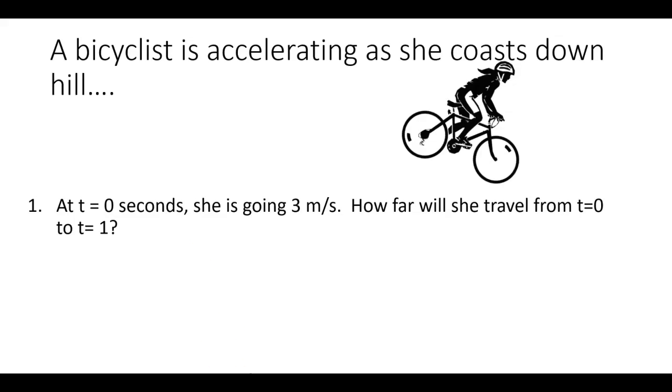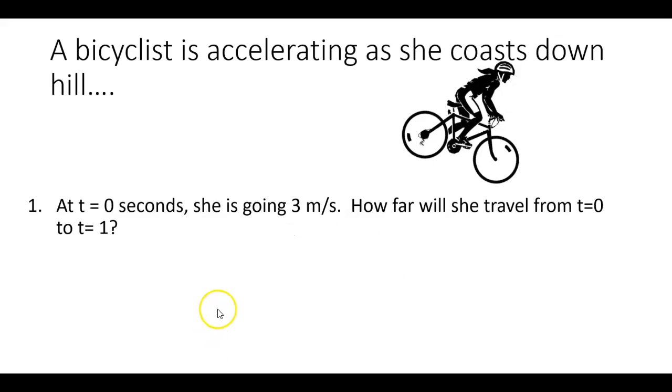Well, if she's going 3 meters per second, you might be thinking to yourself, okay, if I'm going from 0 seconds to 1 second, that's a total of 1 second. And if she's traveling for 1 second and she's going at a speed of 3 meters per second, well, that would be 3 meters per second times 1 second. And so the answer will be 3 meters.